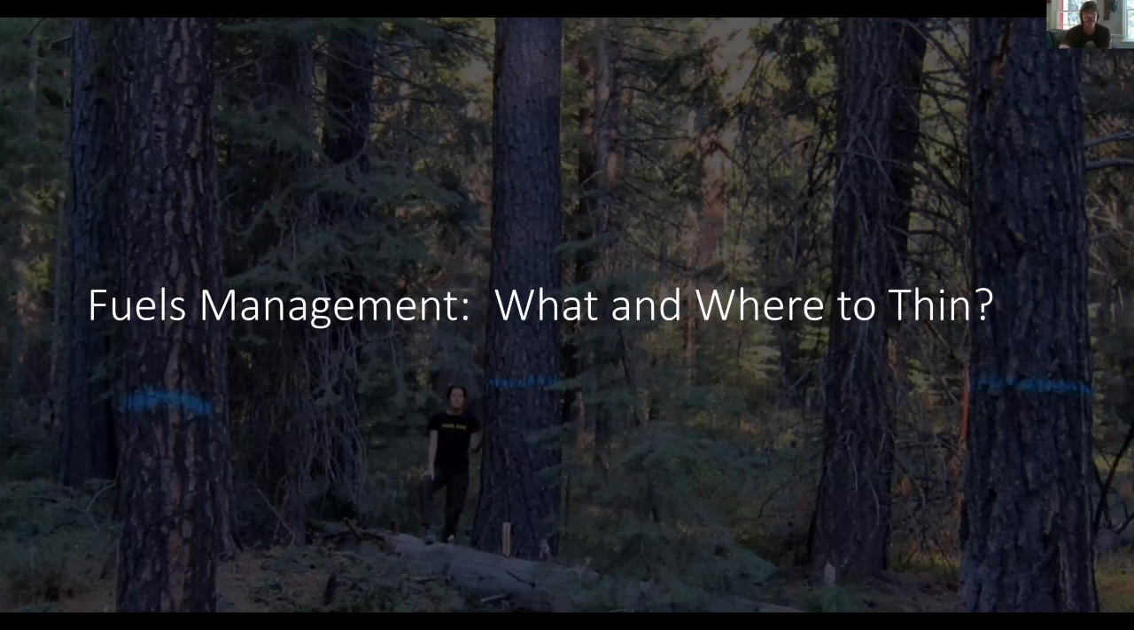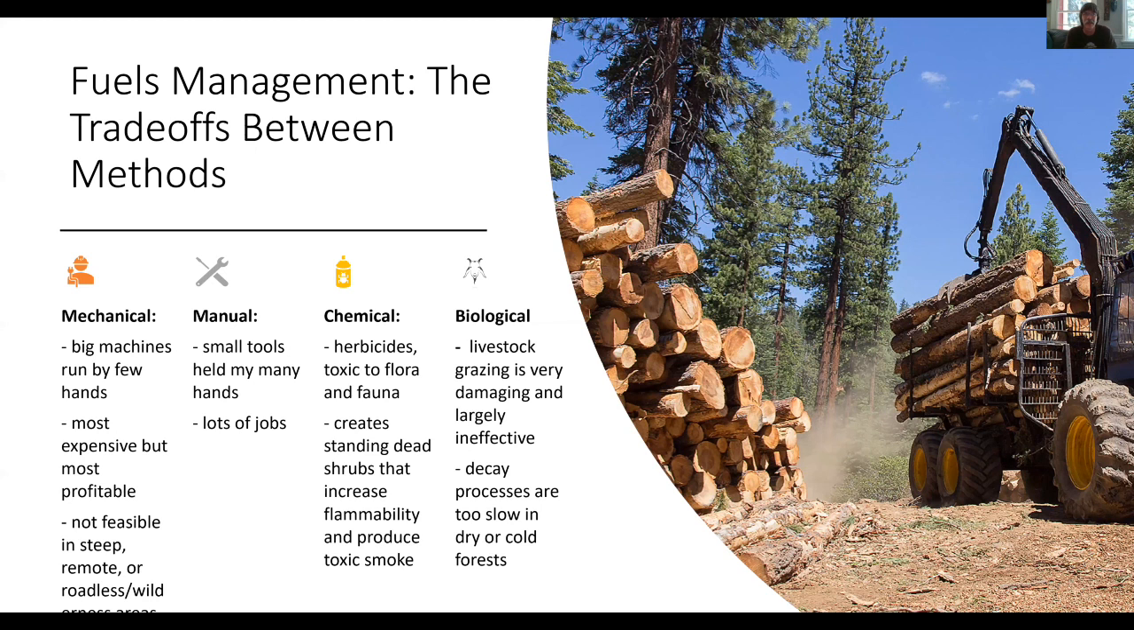Big controversial area: what to thin? Well, first, there's many different methods of fuels management. We listed them out here. The Forest Service and other agencies have a bias towards mechanical means because these are big machines run by few hands. They're the most expensive kind of fuels treatment, but they're the most profitable to the industry that has these contracts. The thing is, they're just not feasible through most of the landscape that's too steep, too remote, or in wilderness areas that you just can't do them. So even though they have a bias towards that, they're very limited.